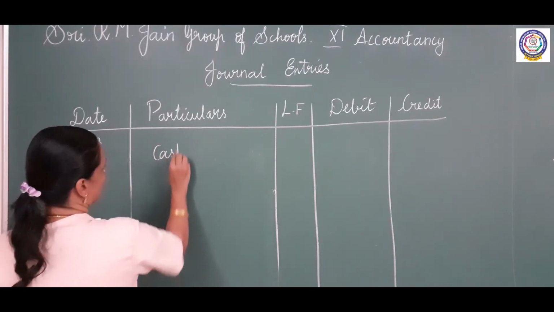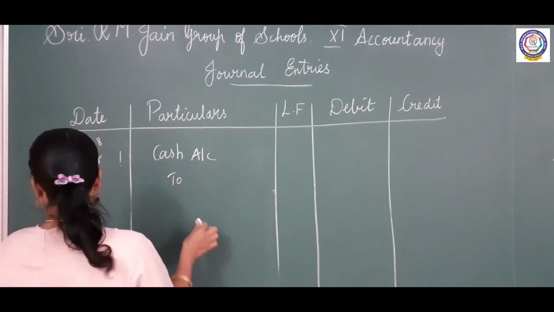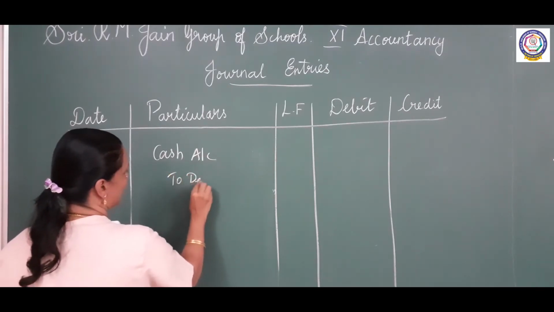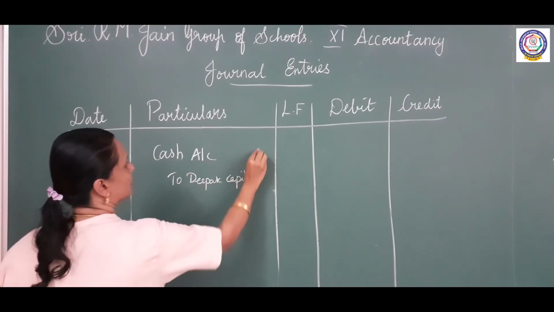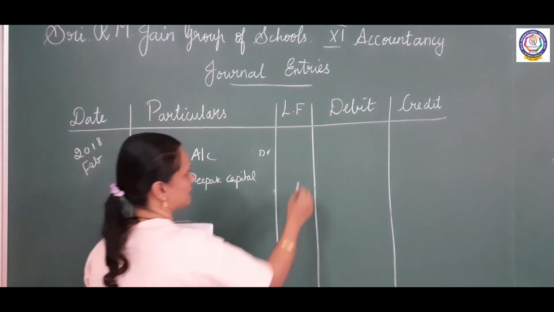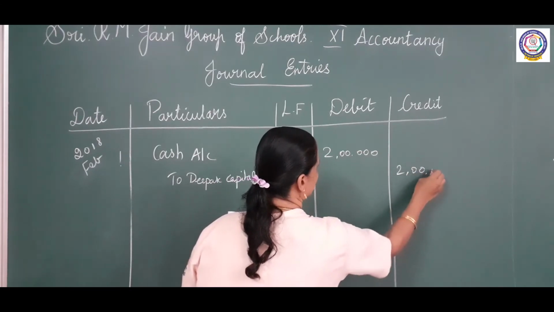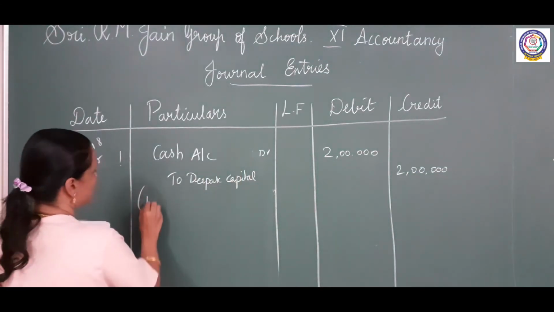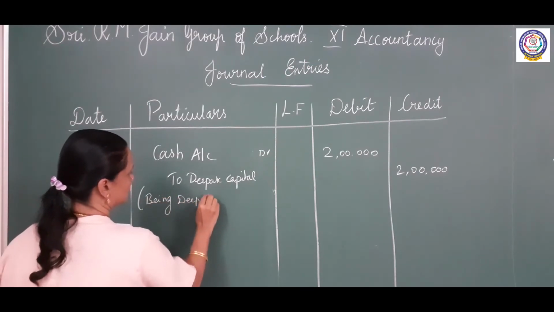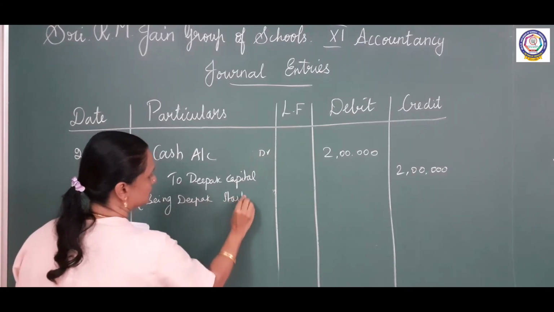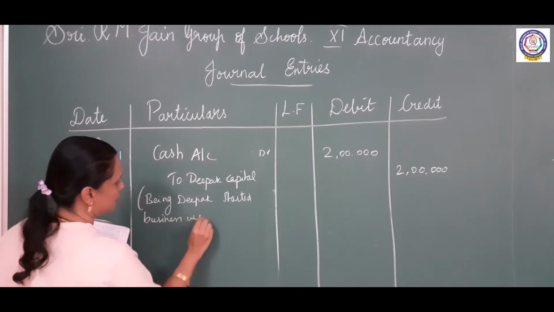So cash account debit, to, who is that? Deepak's capital. Okay. How much? 2 lakhs. So here what you should write? Being Deepak started business with cash.